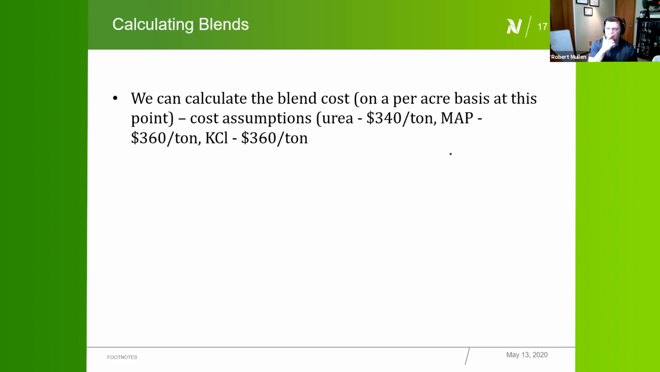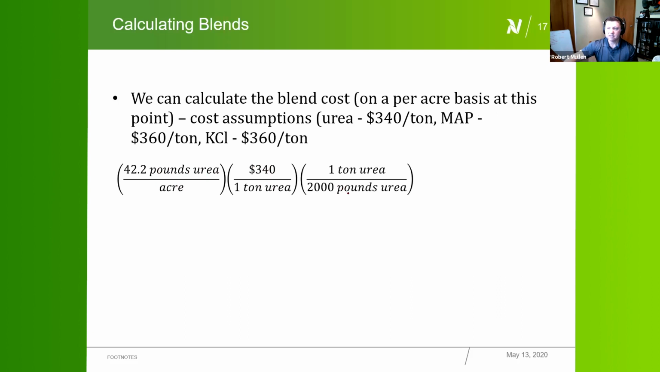I'm starting to move through this pretty quickly. Now I can do my blend cost calculation. This is fairly straightforward, fairly easy. If I know I'm putting on 42 pounds of urea per acre, all right, I know that it costs $340 per ton of urea.